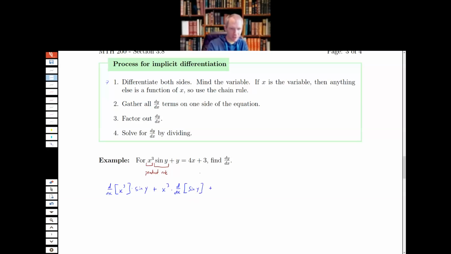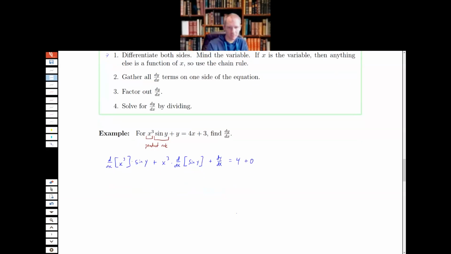Then I have to differentiate y. The derivative of y is the derivative of y, which we write as dy/dx. On the right-hand side, when I differentiate 4x, I get 4. When I differentiate a constant on its own, I get 0. Okay, so now we're going to walk through the rest of this very carefully.